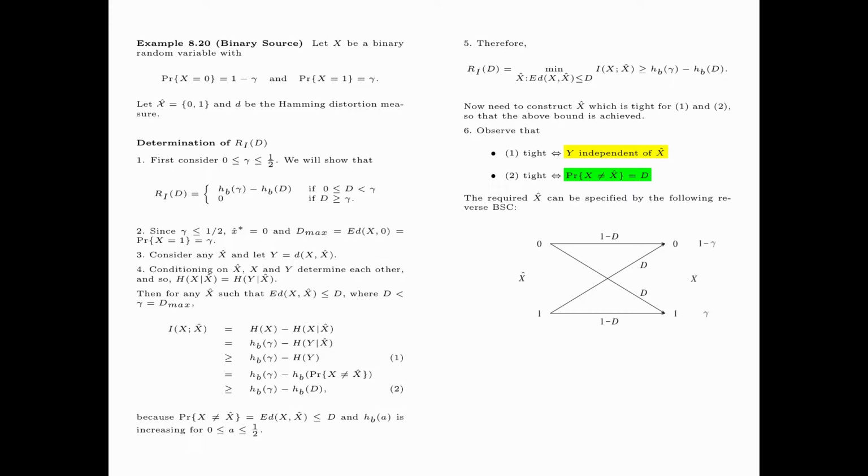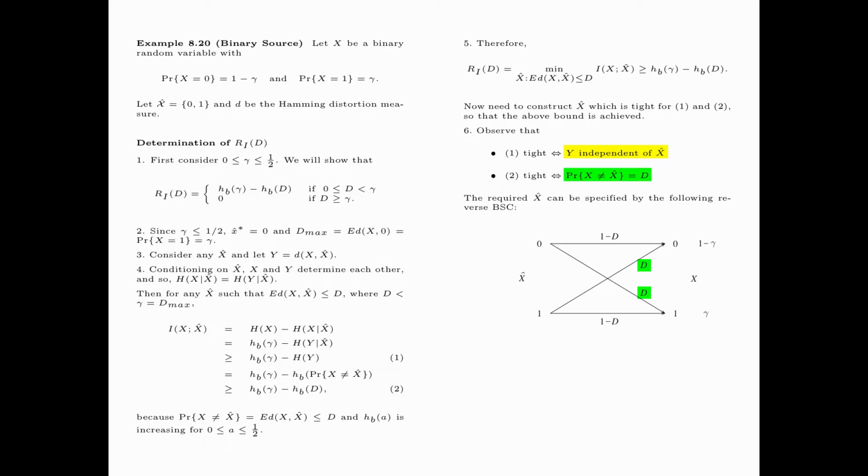That is, Y, the indicator function of the error event, is independent of X hat. Also, the probability that X is not equal to X hat is simply equal to d, the crossover probability. This binary symmetric channel is called a reverse binary symmetric channel. So it remains to specify a distribution for X hat such that the output distribution is exactly the given source distribution.